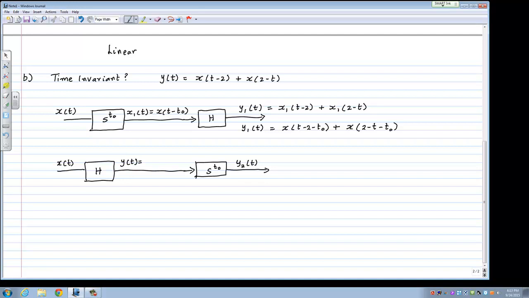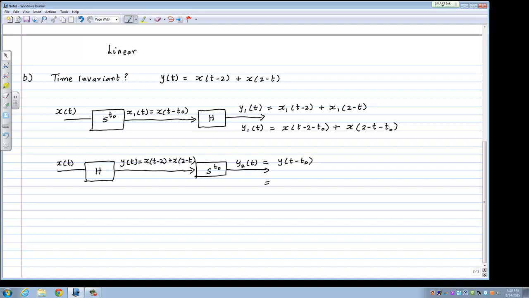Alright, for the second part, we take x of t, pass it through the system, we get y of t, and y of t is given by x of t minus 2 plus x of 2 minus t. Okay, now we are going to delay this signal by t naught. So y2 of t is given by y of t minus t naught. What is y of t minus t naught in terms of x of t's?